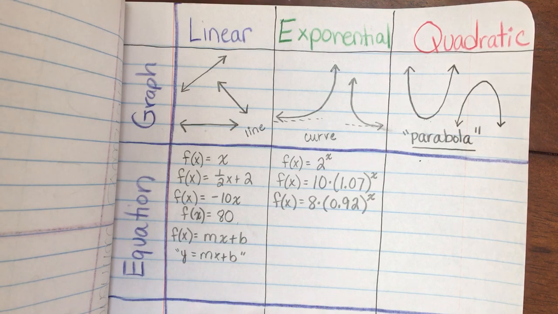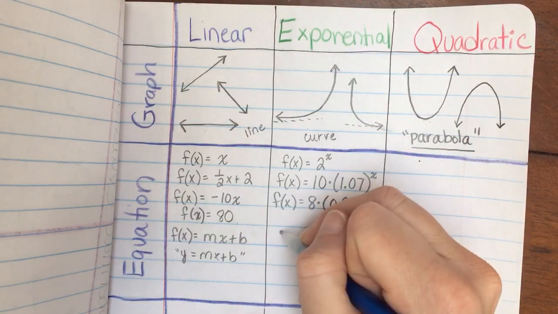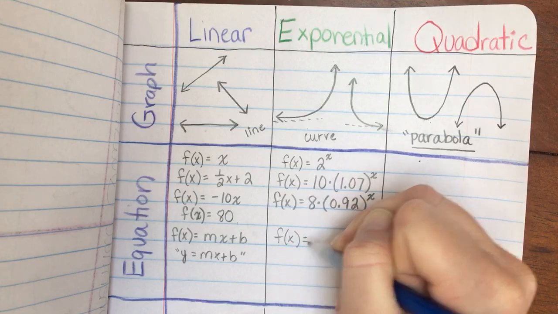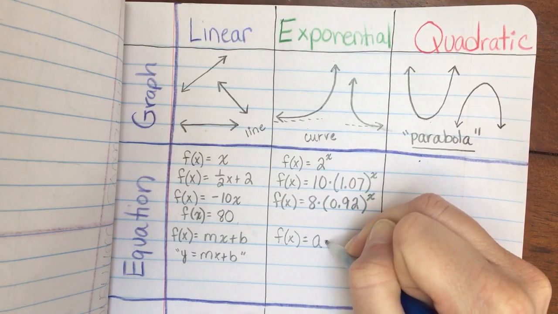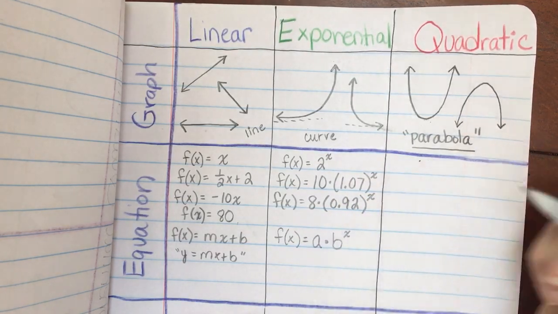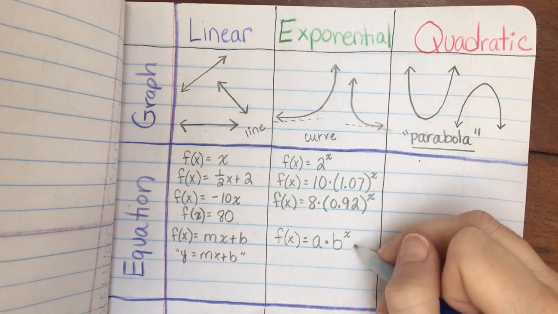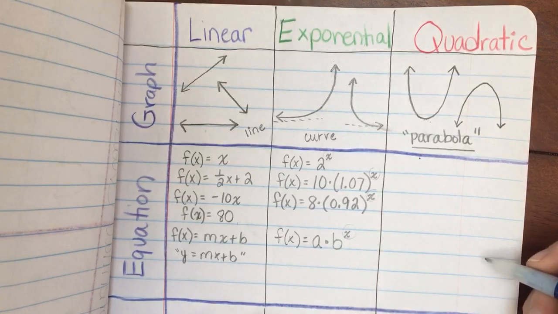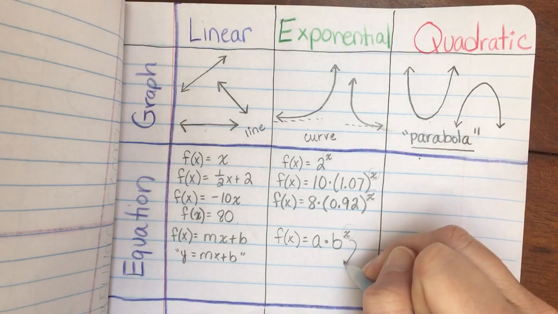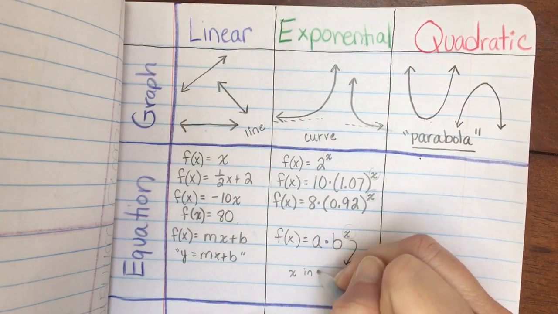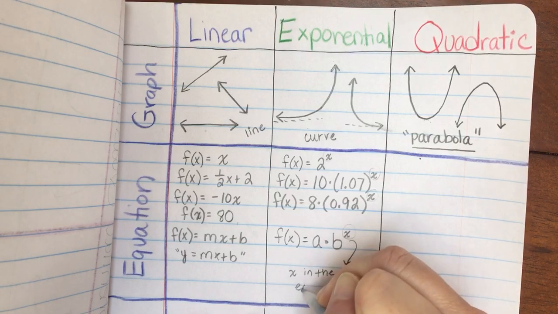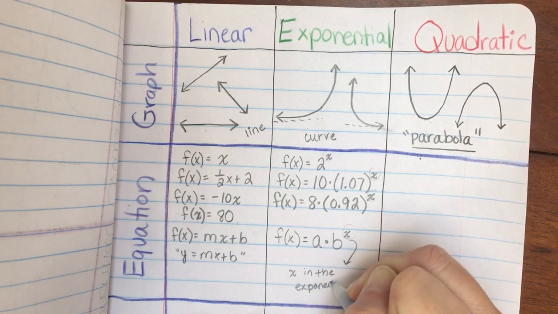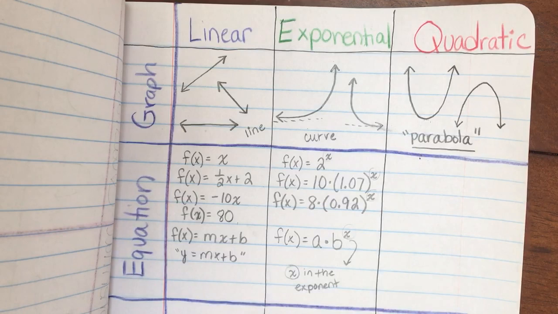So what do they all have in common? Well, these are in this format: f of x equals a times b to the x power. They all have an x up in the exponent. X in the exponent. Circle that x.